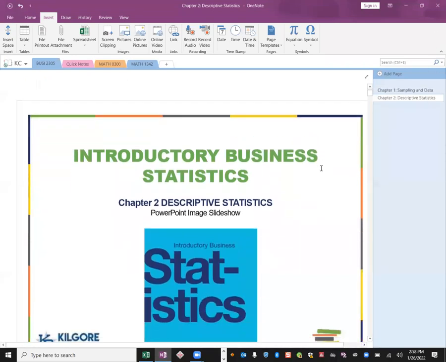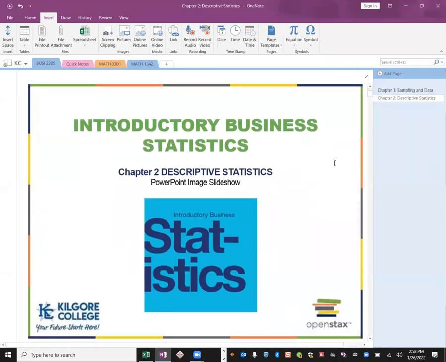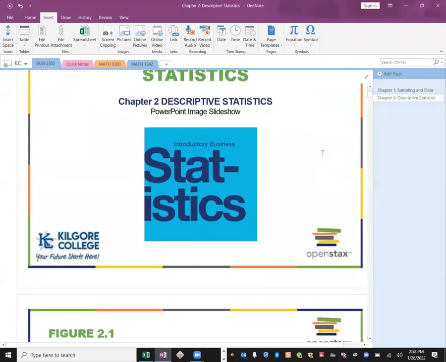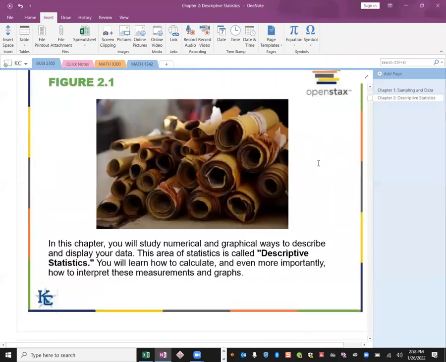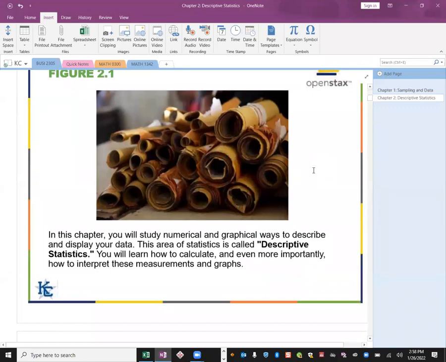Okay, so Chapter 2 is over descriptive statistics. Descriptive statistics is how we communicate data and statistical information through graphs and charts, tables, and other means.